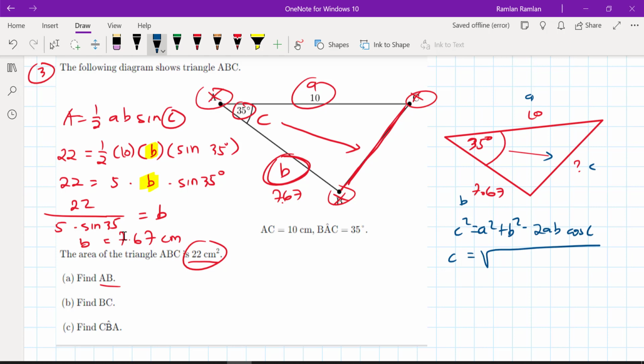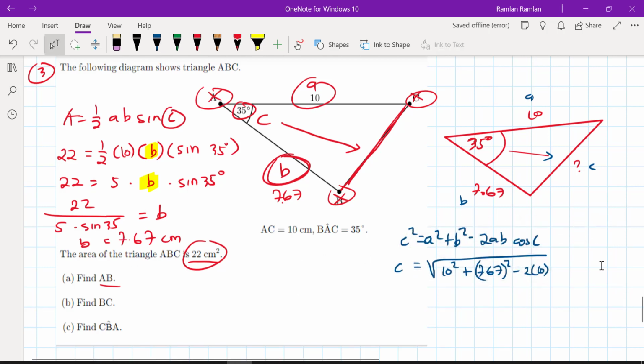That will be a squared, so 10 squared, plus b, the one that we already know, 7.67 squared, and then minus 2 times 10 times 7.67, times cosine of 35. Then again, just plug this into the calculator, and that'll be 5.76. That'll be in centimeters.